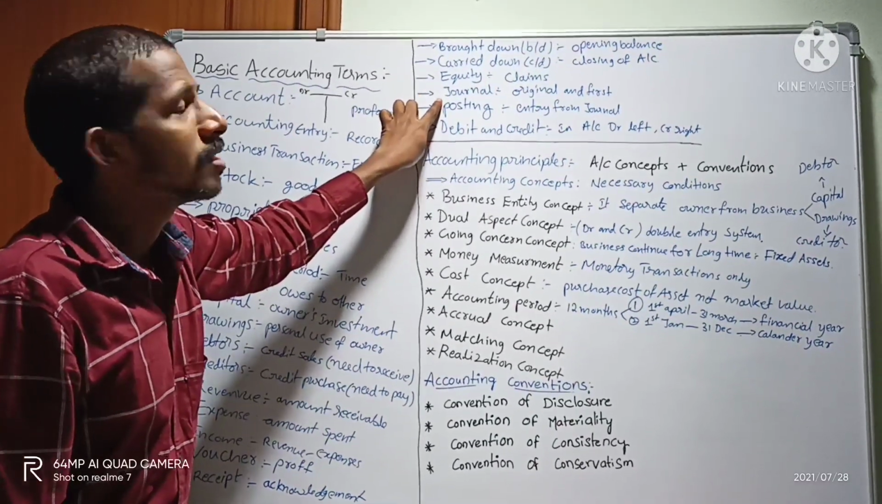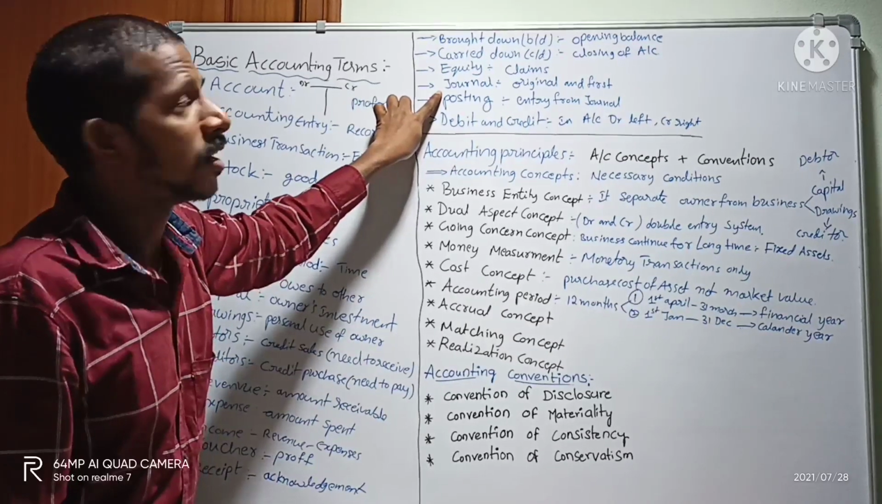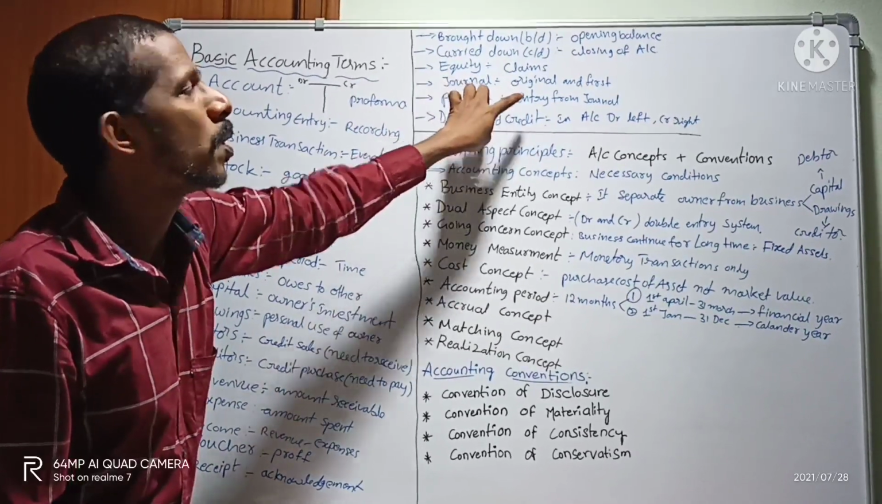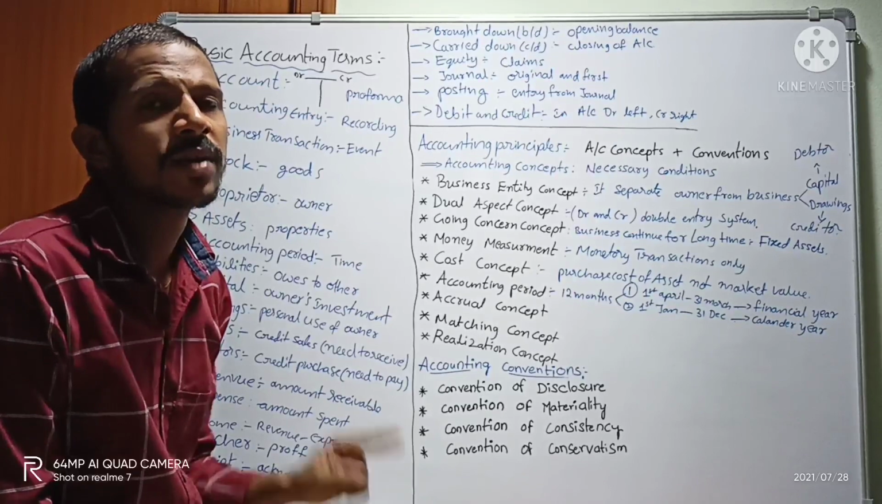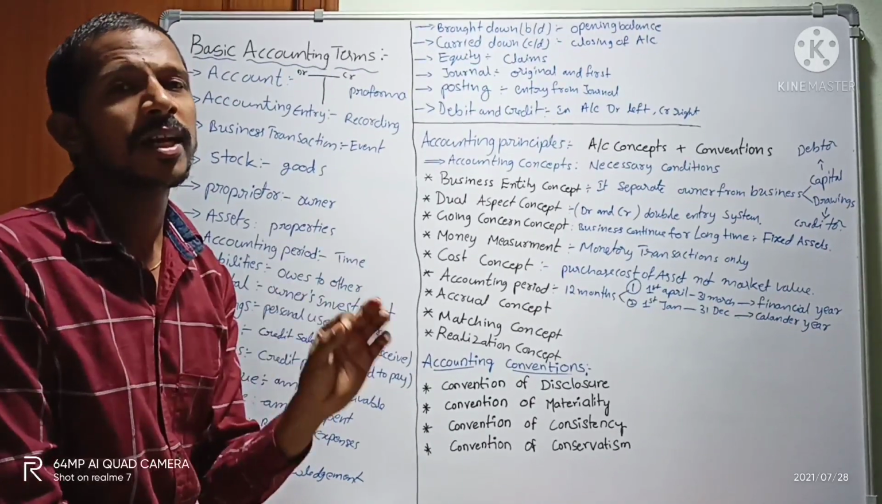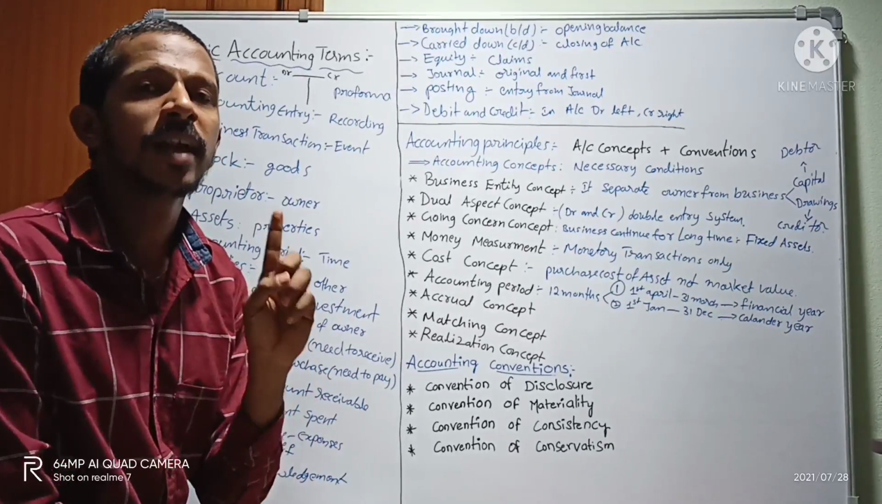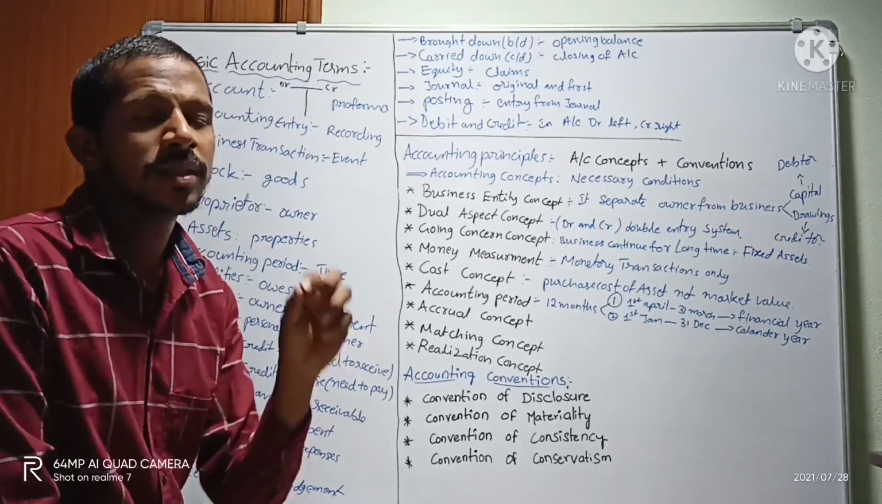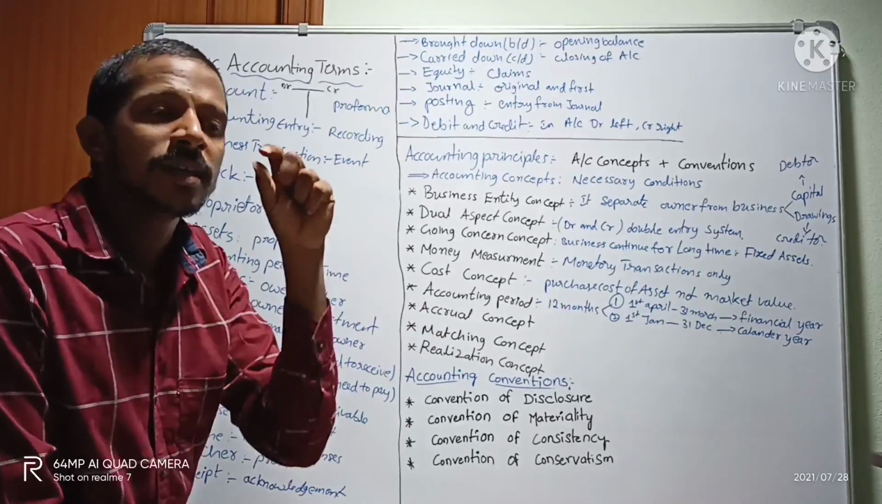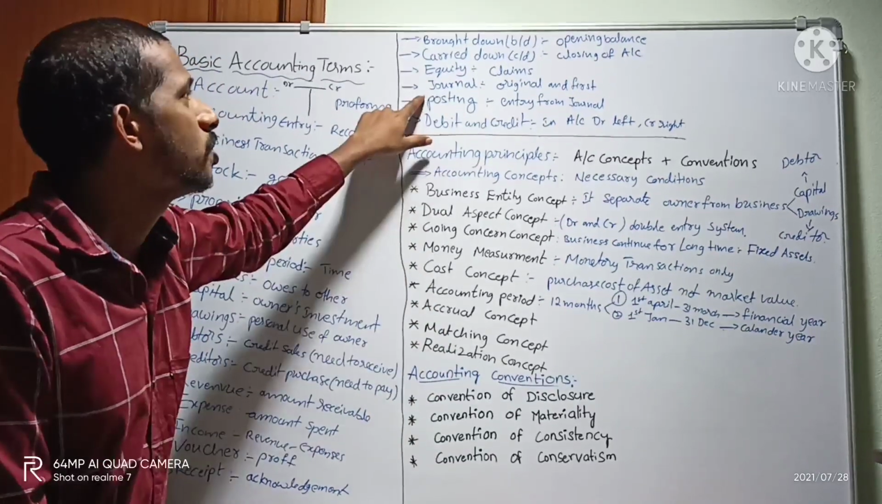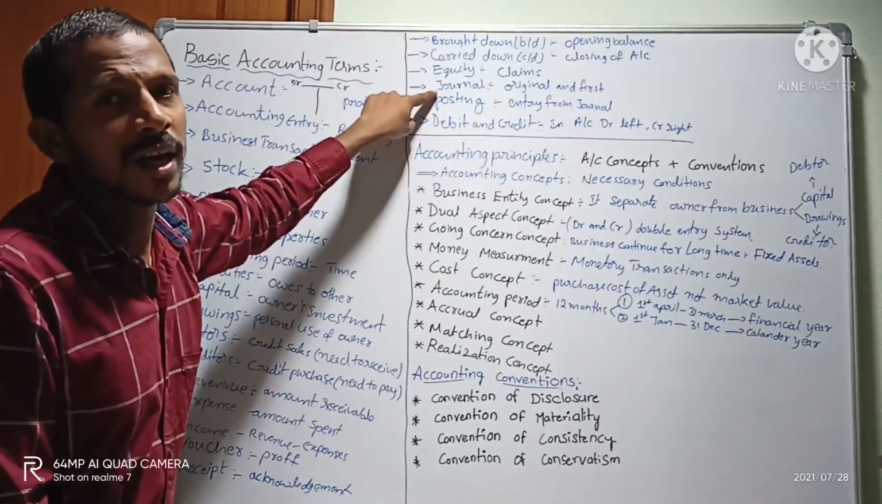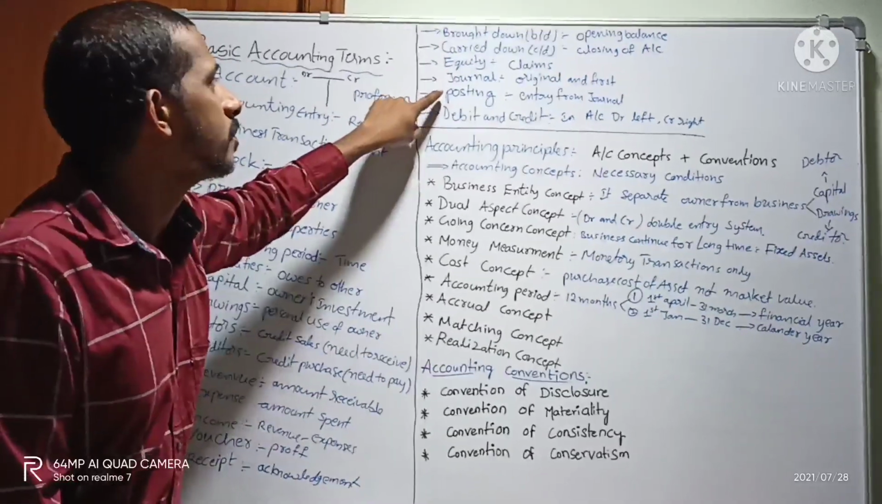And next one, journal. What is a journal? Journal is nothing but the original entry or the first entry for the transaction. First writing the transaction. The transaction we are writing in the journal entry based on the debit credit rules.